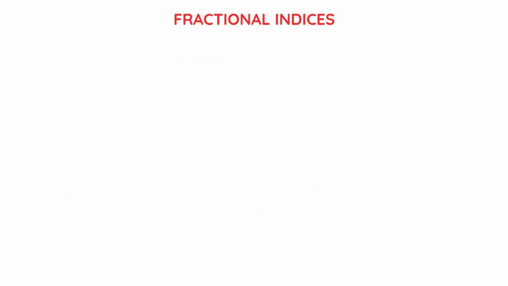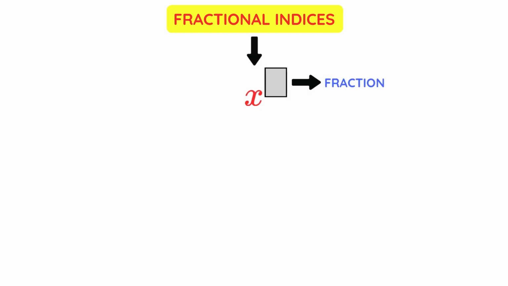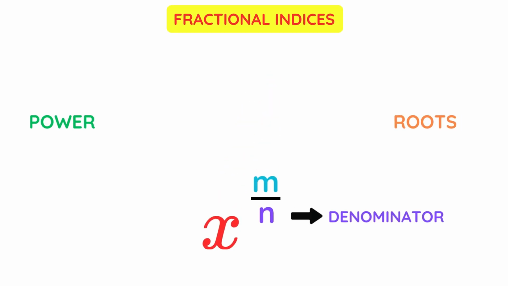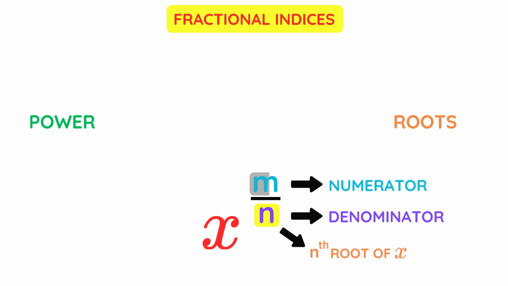So, what exactly are fractional indices? Fractional indices are exponents that are written as fractions. For example, x to the power of m over n. Fractional indices combine powers and roots into a single operation. The denominator of the fraction n tells us to take the nth root of x, while the numerator m tells us to raise the result to the power of m.